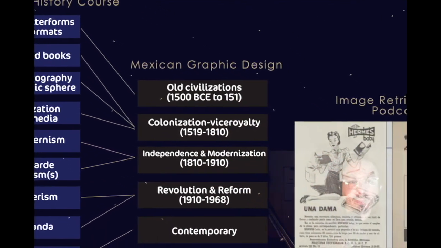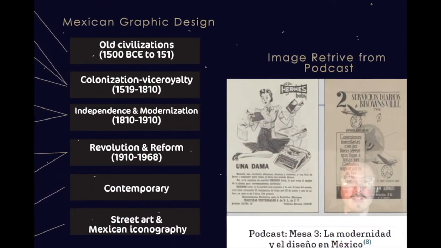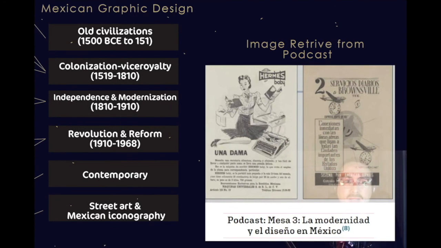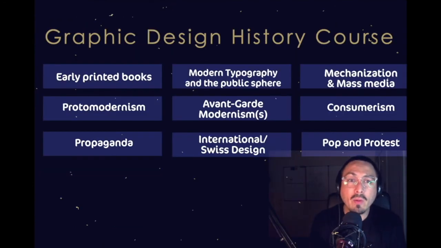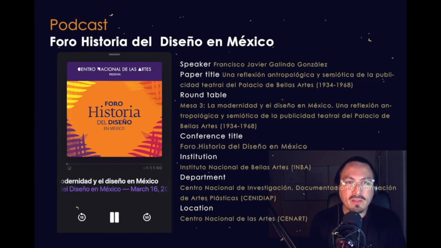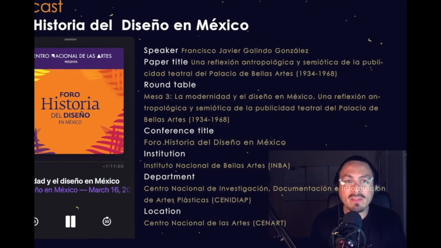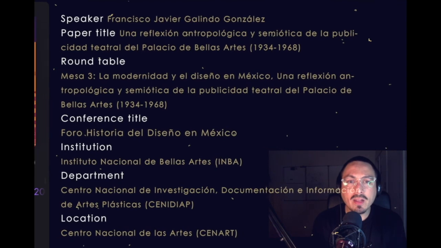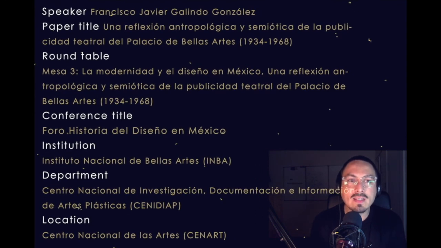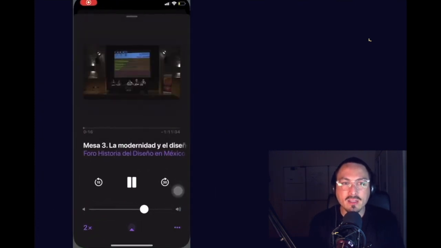The main objective of this project was to create an annotated bibliography identifying graphic manifestations in Mexico within the Canvas Review in the graphic design history course. In this bibliography, I included a podcast citation among other traditional resources. The podcast I reference is a roundtable named Modernity and Design in Mexico during the Design Congress Foro Historia del Diseño en México that took place in 2015 and was sponsored by the National Institute of Fine Arts.